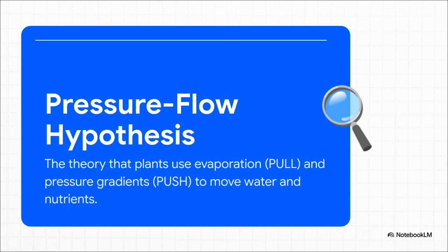So, this is the textbook version. It's called the pressure flow hypothesis. In a nutshell, it says water gets pulled up from the roots because of evaporation happening in the leaves. At the same time, sugar gets pushed down from the leaves by high pressure that builds up during photosynthesis. You see, it's a two-part system, a pull and a push.